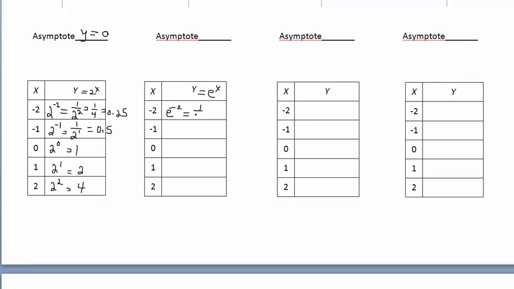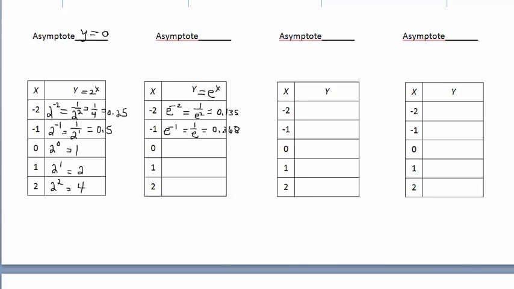This is equivalent to 1 over e squared. You'd go to your calculator and compute that value. It's really small. For the purposes of graphing, I don't need 5 decimals. It's just 0.135. I don't even need that much. E to the negative 1 is equivalent to 1 over e. Go to your calculator, compute that value. 0.368.